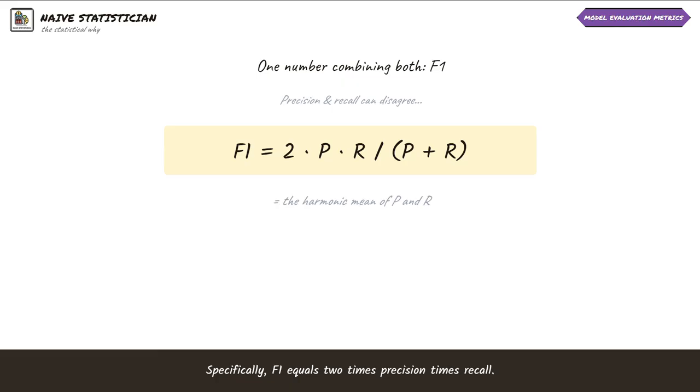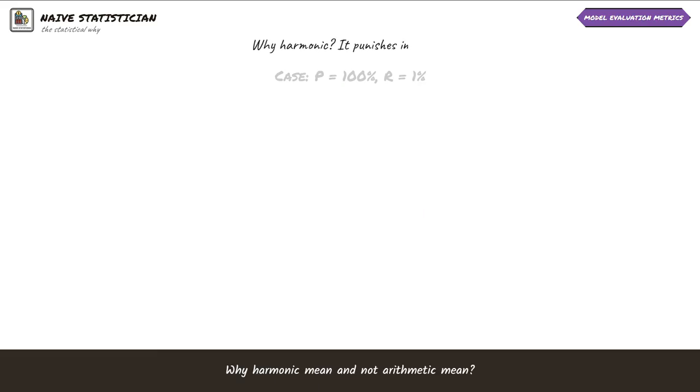Specifically, F1 equals 2 times precision times recall divided by precision plus recall. Why harmonic mean and not arithmetic mean, you might ask, right? Because the harmonic mean punishes imbalance.